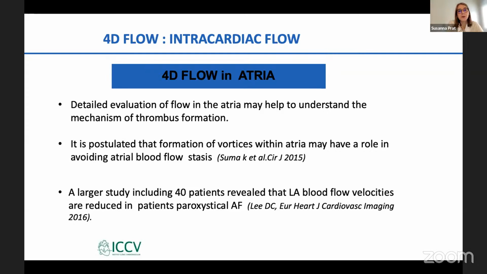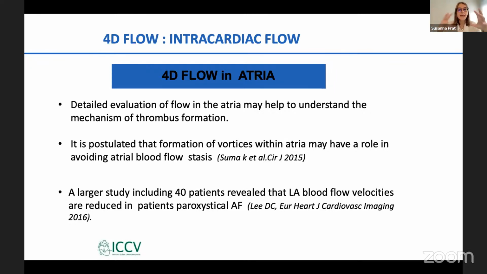It is postulated that the formation of vortices within the atria may have a role in avoiding atrial blood flow stasis. And I understand this like this: if you have an atrium with a lot of vortices, this flow goes around and is moving. If you have a lot of vortices, I can understand that maybe this will avoid slow and stagnant flow, and this will avoid thrombus formation.